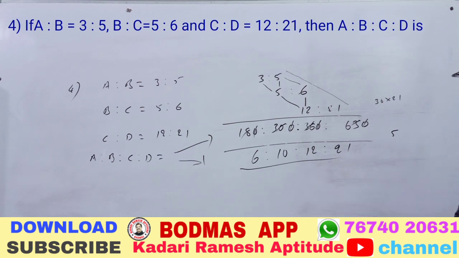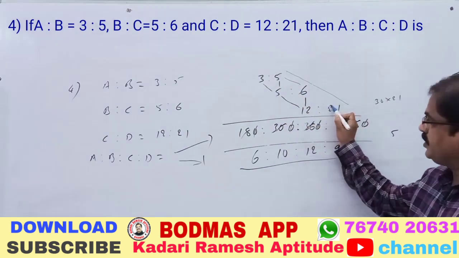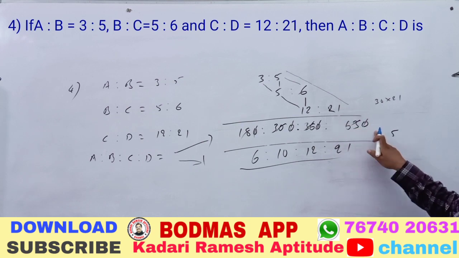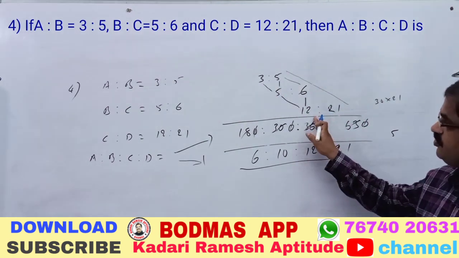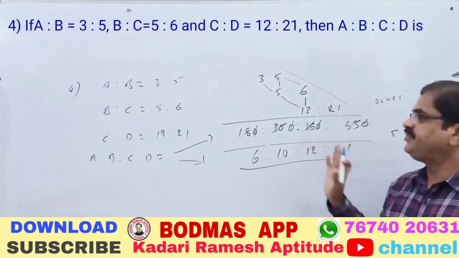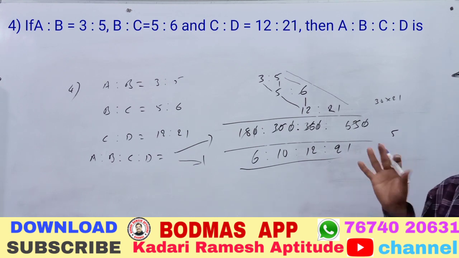So please don't get confused here. This is A is to B, this is B is to C, this is C is to D. First what I did: 5 times 6 times 21, 630. Second step: 12 times 6 times 5. Third step: 12 times 5 times 5. Fourth step: 12 times 5 times 3. If we do it this way, then definitely we will get it easily. So you can answer any question with this simple method.